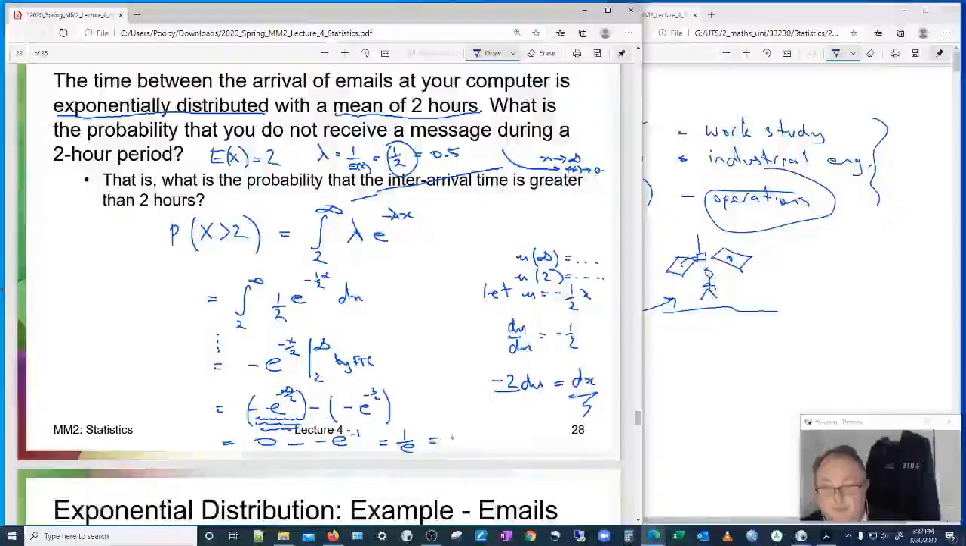Yeah, that's right. Oh, you guys are smart. I know you're all very good. 3, 6, 7, 9. So we've got a 36% probability, 36% chance that we don't get a message during a 2-hour period. So that's how we decompose that problem.